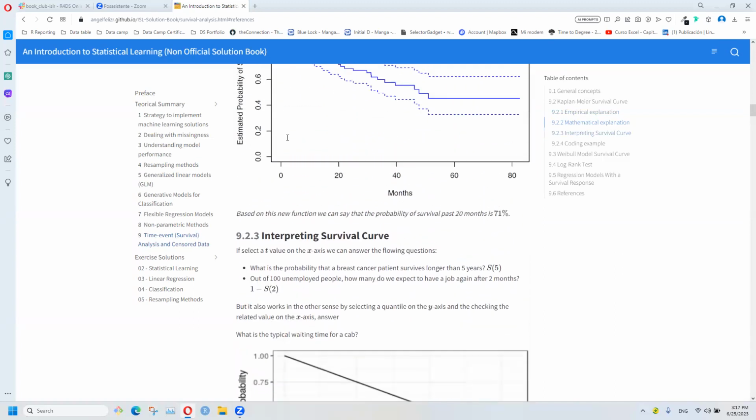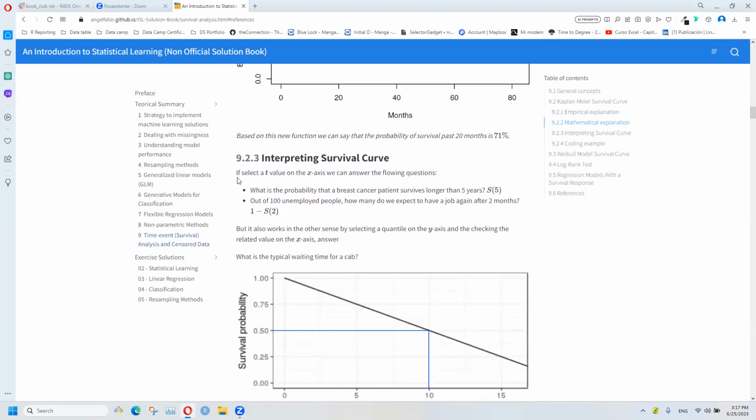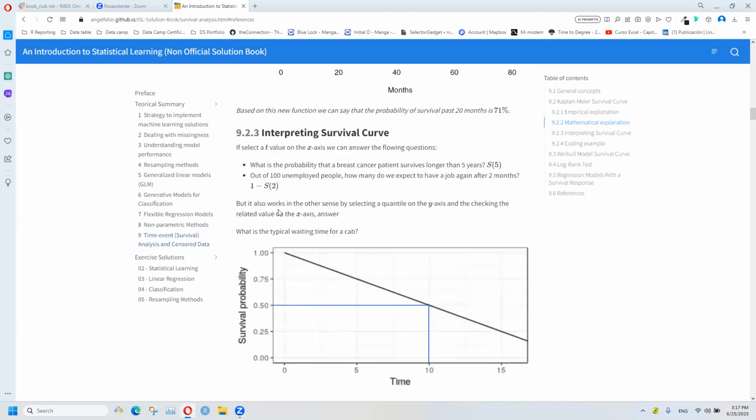The survival curve can help us answer some important questions. With this curve, we can answer: what is the probability that a breast cancer patient survives after 5 years? We just need to use the probability S at 5. Or we can also answer questions with the complement: out of 10 unemployed people, how many do you expect to have a job again after 2 months? In this case, we need to use the complement of the probability.